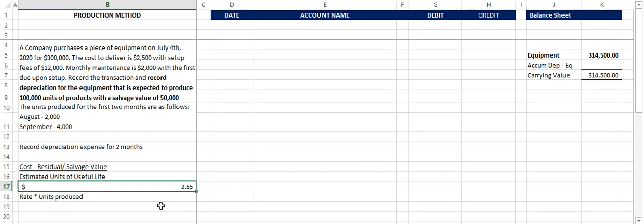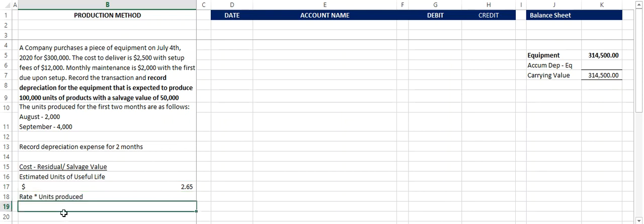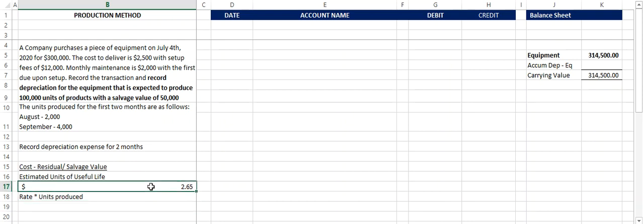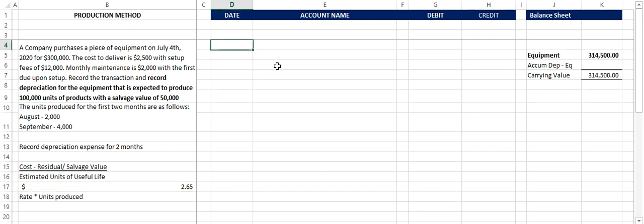Okay, and so when we want to determine the depreciation expense that we use for each month, what we have to do is take this $2.65 and multiply it by the amount of units that was produced in that month. And so let's get started here. We can start with the month of August, and depreciation expense is normally recorded at the end of the month, so that'll be August 31st, 2020. And of course, our entry does not change.